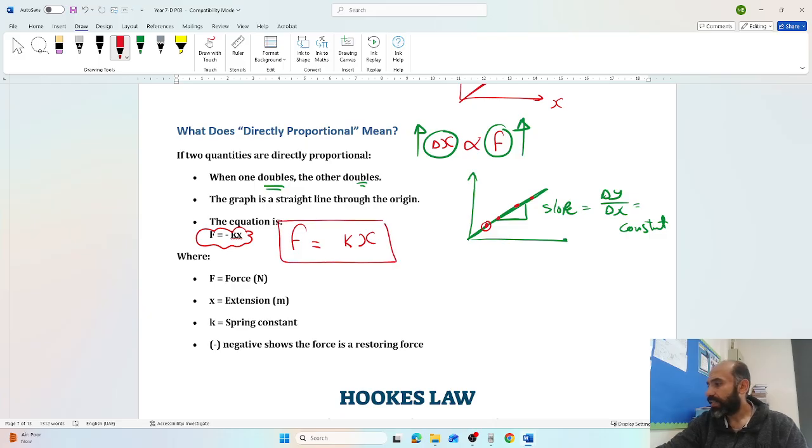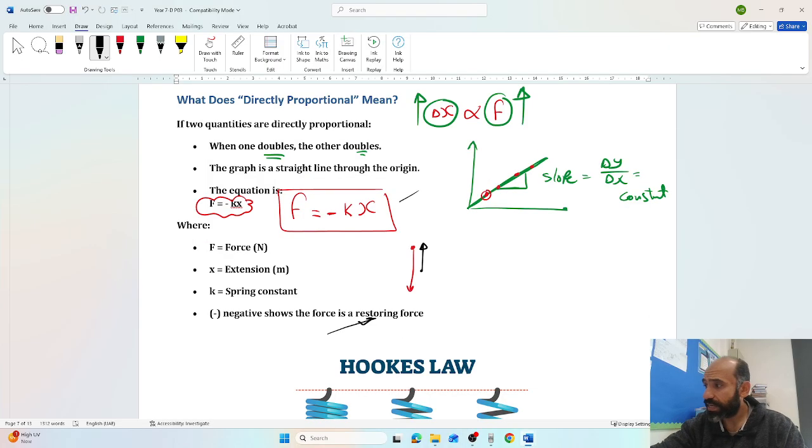And we will discover that this force is negative. Negative means it is in the opposite direction. So if the extension is downward, the direction of this force is upward. This is called restoring force. Restoring force means it tries to restore the original shape of the object. If you are pulling down, it will try to push the spring up. So negative shows the force is a restoring force in the opposite direction of displacement.